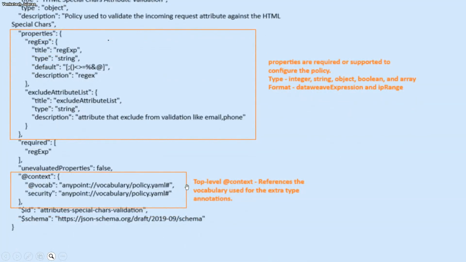And then we have to give the context. This is a top level context. It is a reference to the vocabulary used for this extra annotation. Now I have just given it here simply as a string, but we could use this as a data view expression as well. Okay, so that will be utilized from this particular vocabulary.